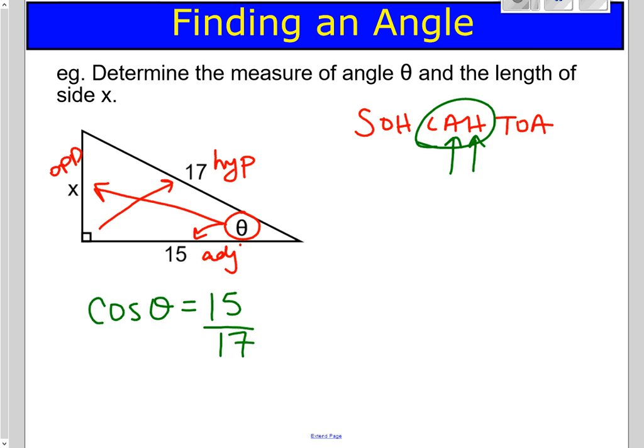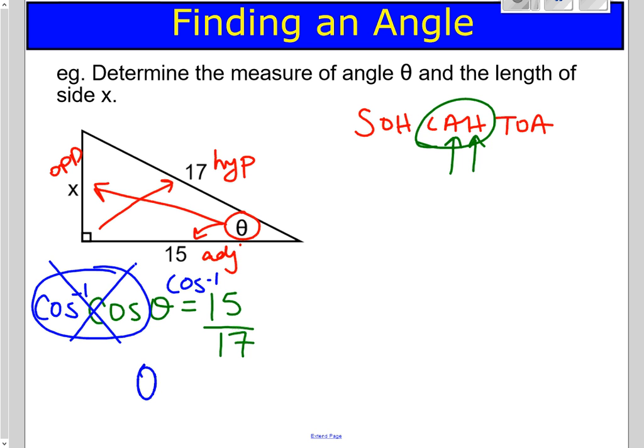Now remember, when you're looking for an angle, we have to get rid of that trig ratio that's in front of it. So I'm going to take the cos inverse of it and the cos inverse of the other side. Because a cos inverse times a cos cancels out, leaving me with just theta equals the cos inverse of 15 over 17. So in my calculator, remember to get the cos inverse, you're going to have to press second function cos, bracket 15 divided by 17 bracket, equals. And theta is equal to 28 degrees.